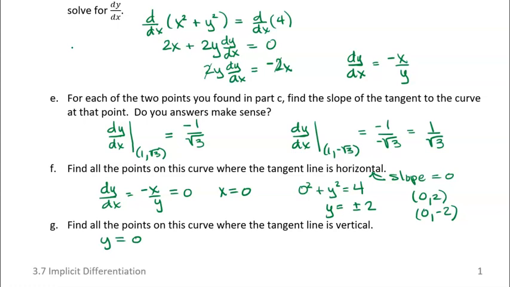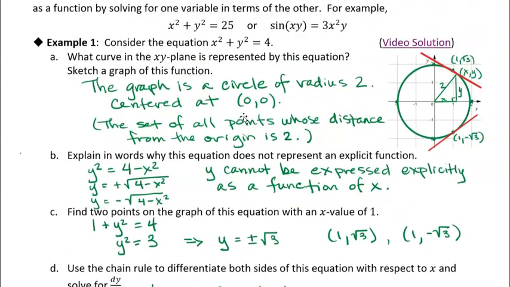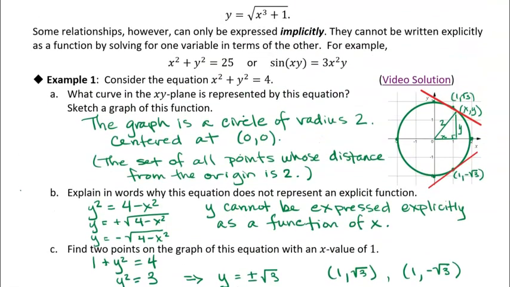So then again, we could look at the graph, or we could just say x squared plus 0 equals 4, and we find out that x would be plus or minus 2. So the points where the tangent line is vertical would be 2, 0 and negative 2, 0. Again, we could look at the graph. Those are the points along the x-axis. If we were to draw a tangent line, either here or here, we'd get a vertical tangent line. So it makes sense.